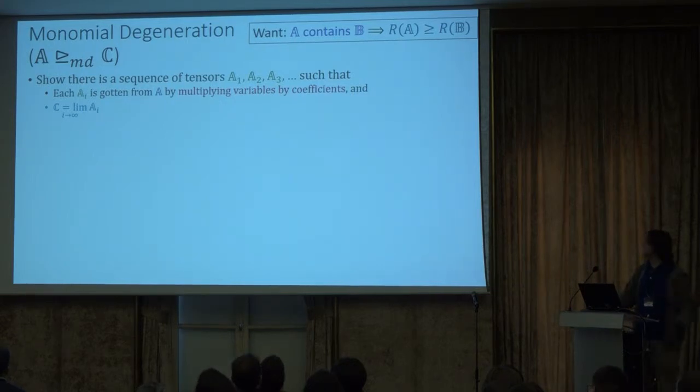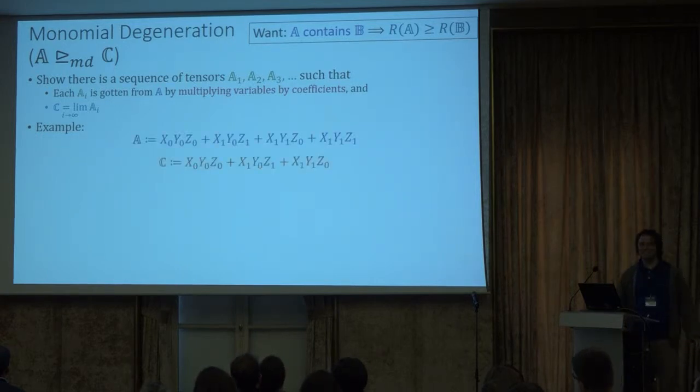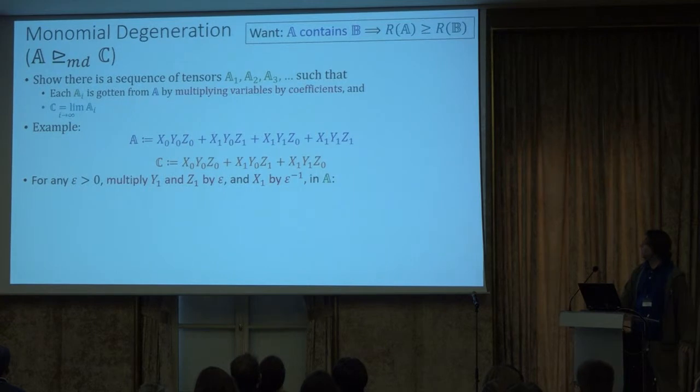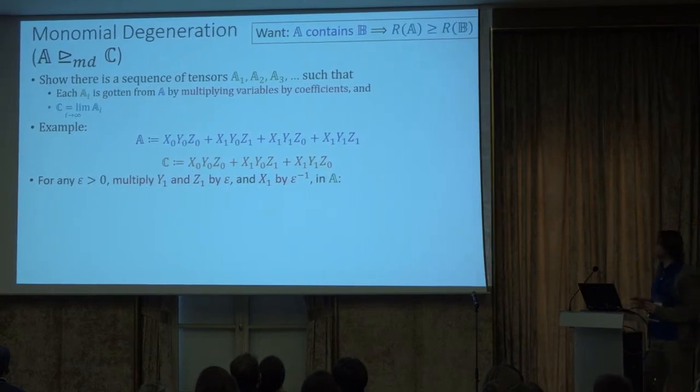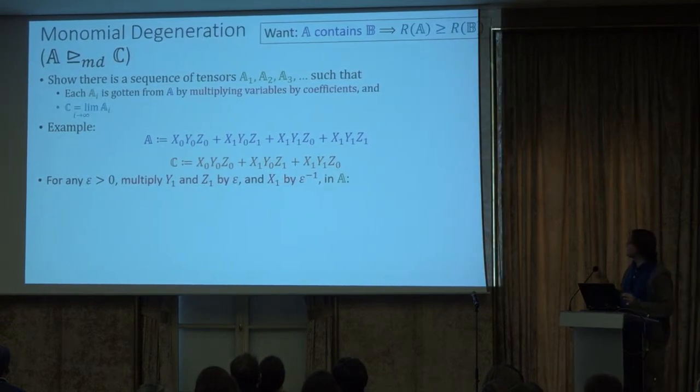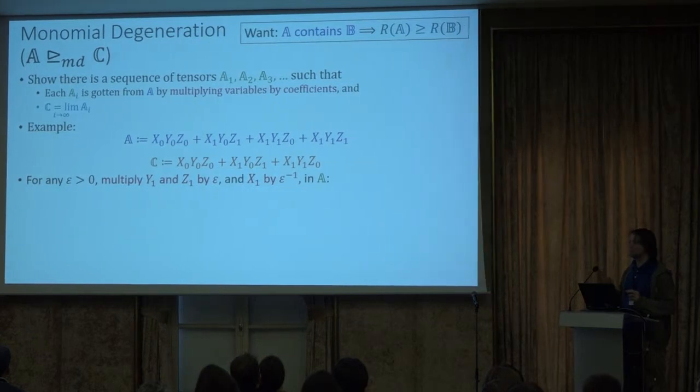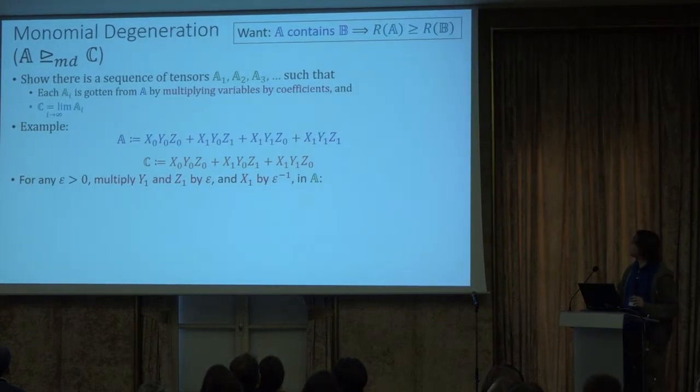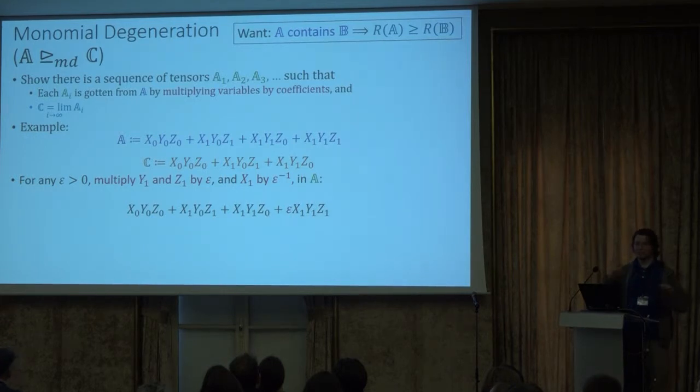Okay, so let me give an example again. That'll make it much more clear. So here's the same tensors A and C from the last slide. What we're going to do is, for every epsilon bigger than 0, we're going to multiply y1 and z1 by epsilon and x1 by 1 over epsilon. So what happens when you do this? Well, in the first 3 terms of A, the epsilons and 1 over epsilons cancel out with each other. But in the last term of A, there's going to be 1 more epsilon than 1 over epsilon, so we'll get this thing at the end with a coefficient of epsilon.